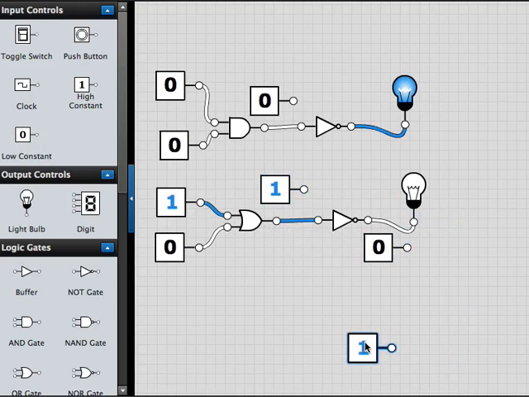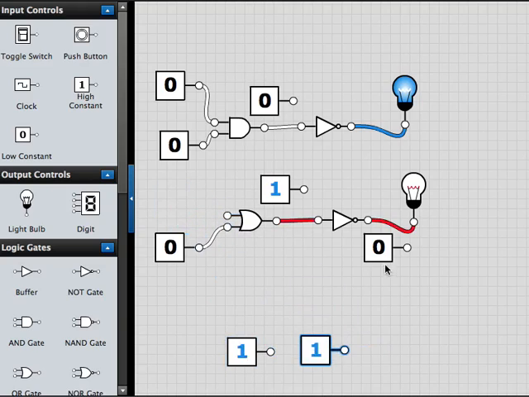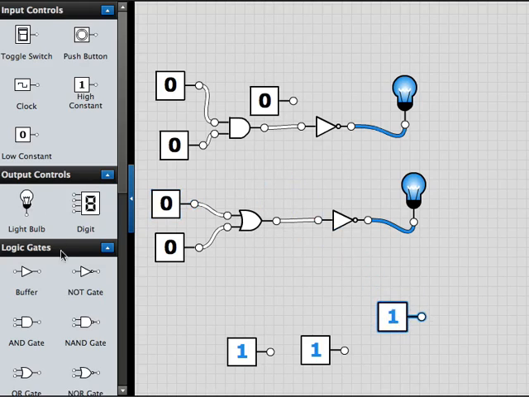Now if I just remove that one and replace that with a 0, let's just drag that one across. There we go. So now I've got two inputs to my OR gate. Both of them are 0, or both of them are off. So that produces an output of 0 at my OR gate. The output of 0 becomes the input to the NOT gate, and that therefore is 1. If it's an output of 1, that will fire the light bulb.